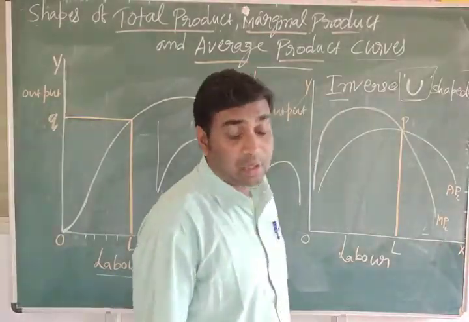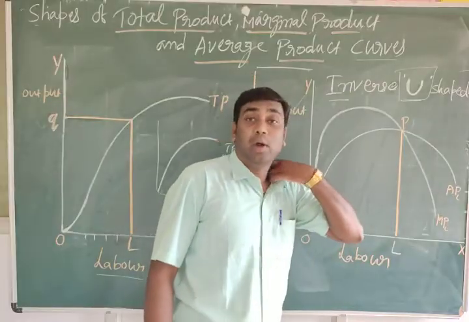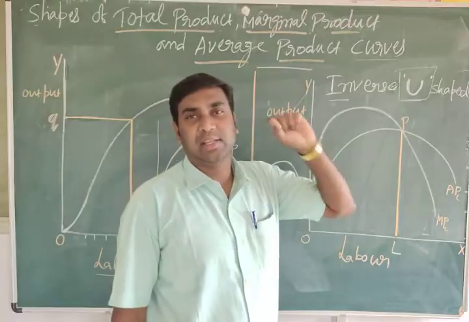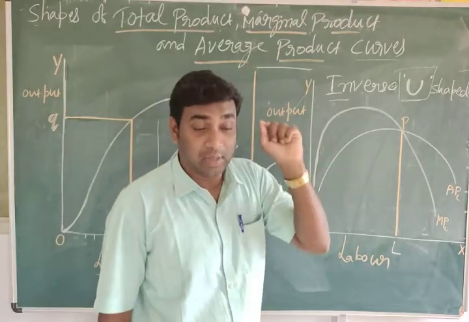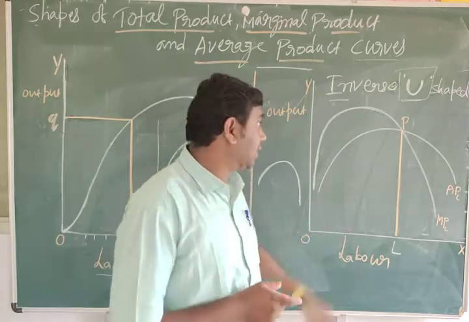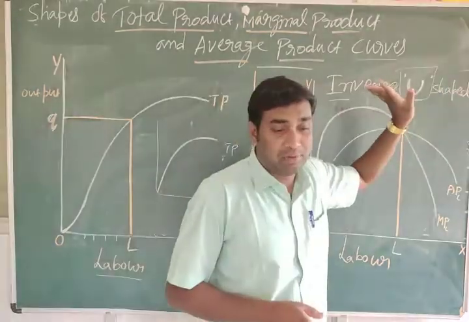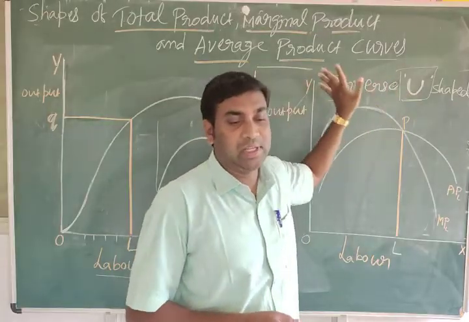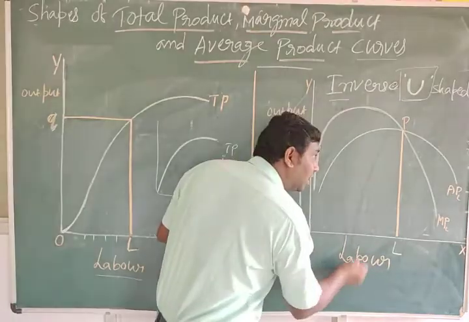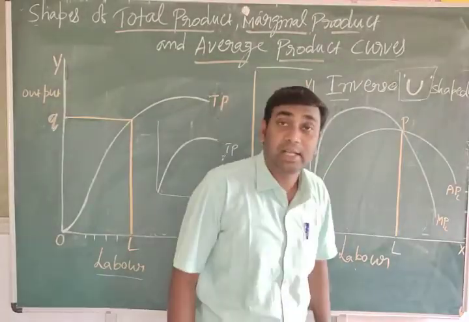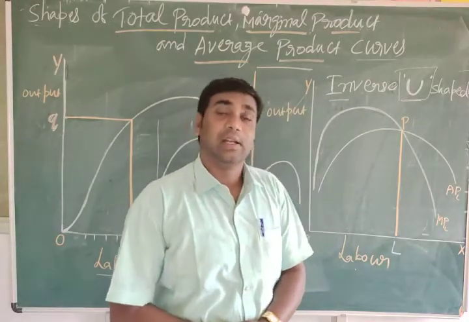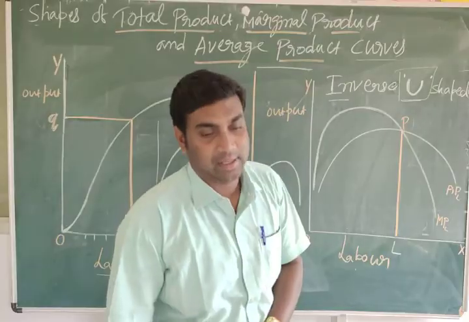Why? Because after a certain point, the marginal product starts declining. The variable factor is increasing, but all the remaining factors are kept constant. So that's why the marginal product curve is always inverse U shaped. As we increase the input of labor, marginal product also increases, but after a certain level of employment, it starts declining.